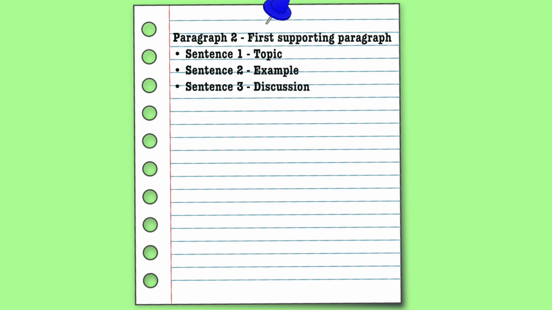Paragraph 2 is the first supporting paragraph, and it has a topic, example, illustration, and probably a conclusion, but not the same as the conclusion at the end of the essay.